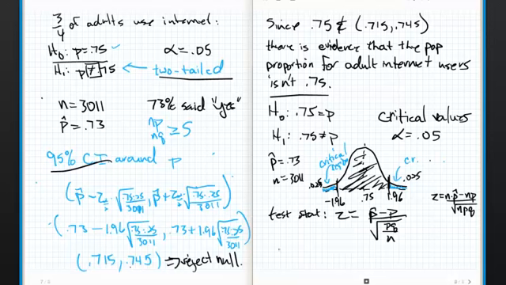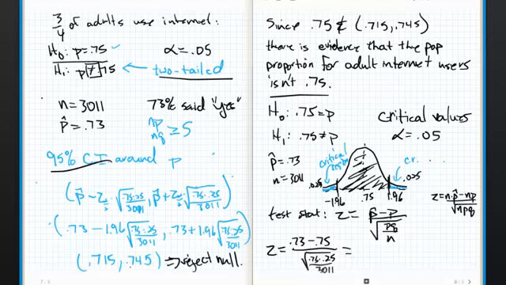Many sixes. So watch how this works. It's actually very simple. I just take z equals 0.73 minus 0.75, and I divide that by the square root of 0.75, just like we did before, times 0.25 divided by 3011. And let's watch what happens.